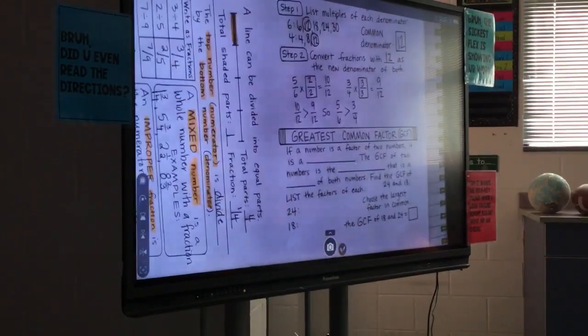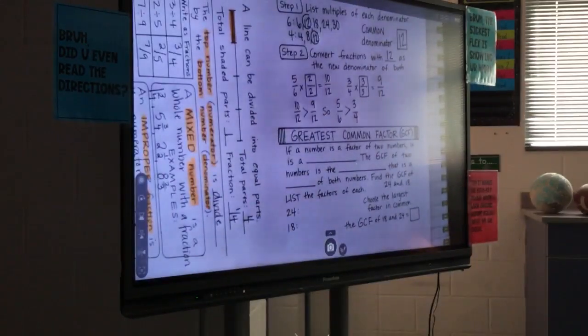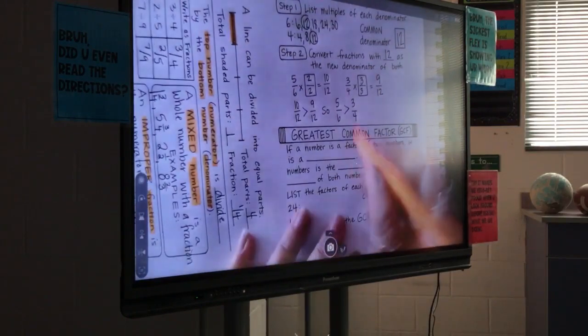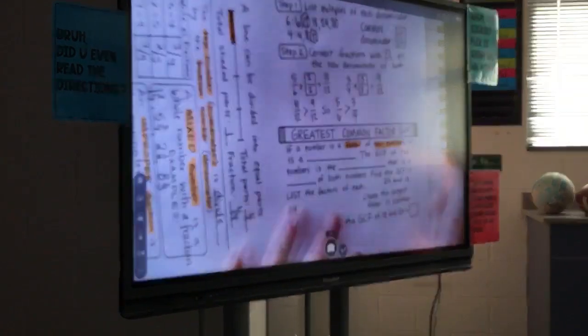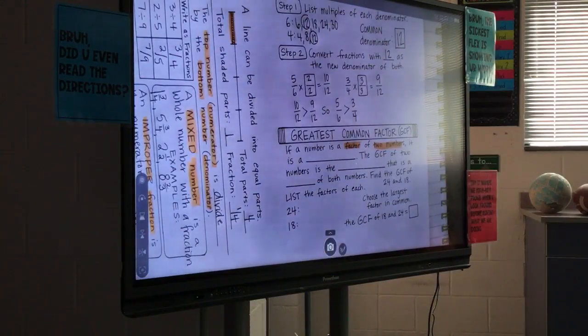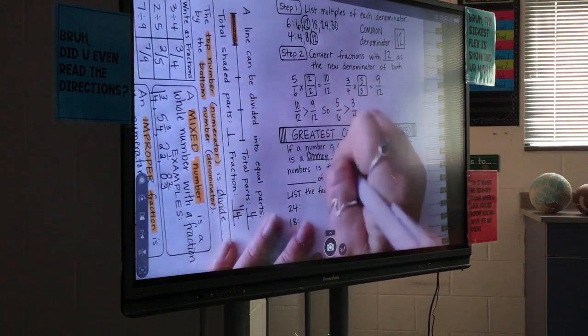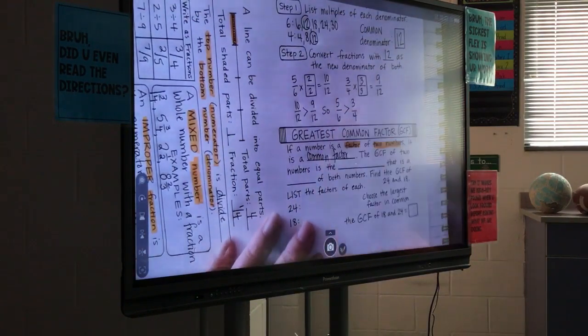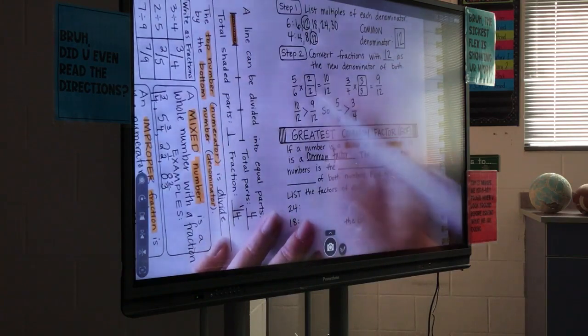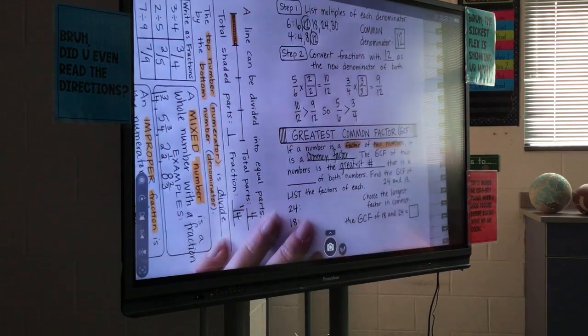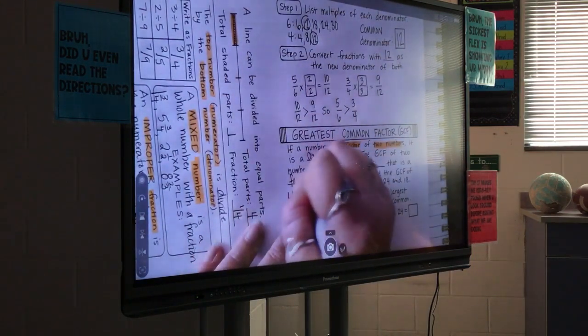Last part, GCF. Again, this is something that we've talked about. These common denominators and multiples are something we've talked about. If a number is a factor of 2 numbers, it is a common factor. The GCF of 2 numbers is the greatest number that is a factor of both numbers.